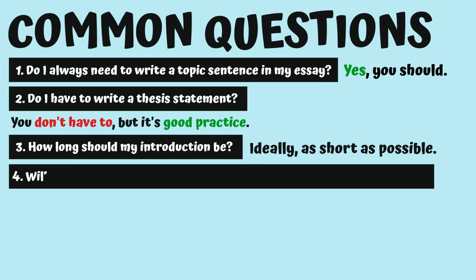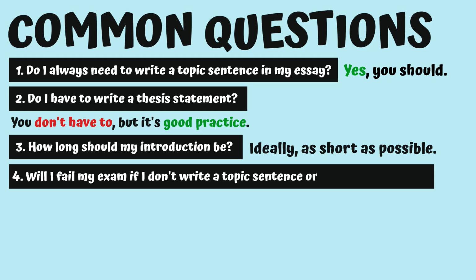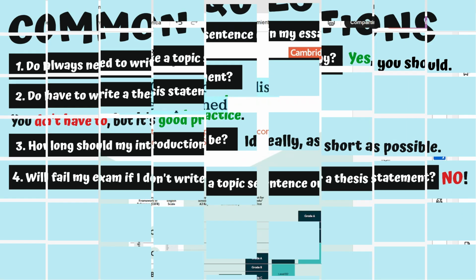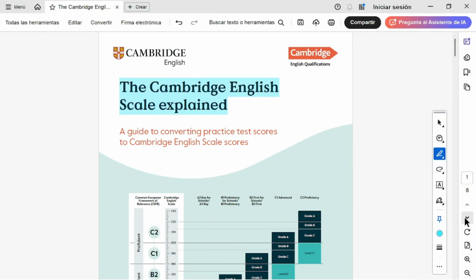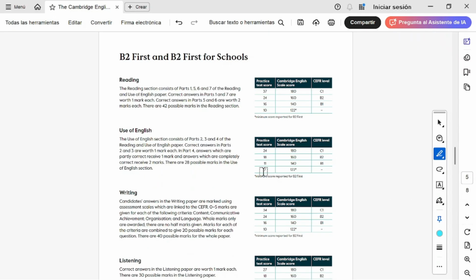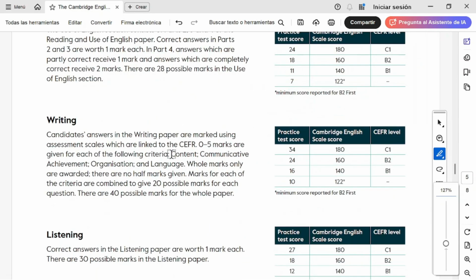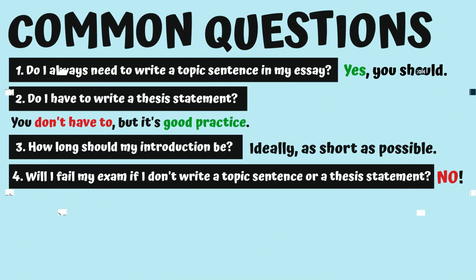Question 4. Will I fail the exam if I don't write a topic sentence or a thesis statement? No, absolutely not. Remember, for the Cambridge B2 writing exam, you are marked on content, communicative achievement, organisation, and language. So, if you don't begin your essay introducing the topic, you may lose a mark in organisation or communicative achievement. But you can still pass the exam with a high mark if you do well in the other criteria.